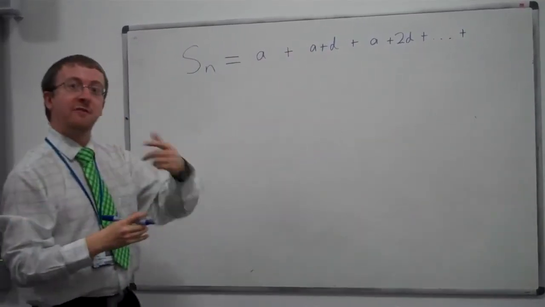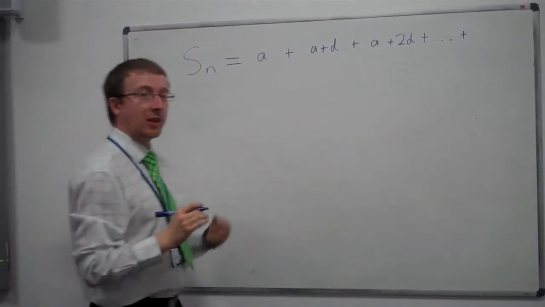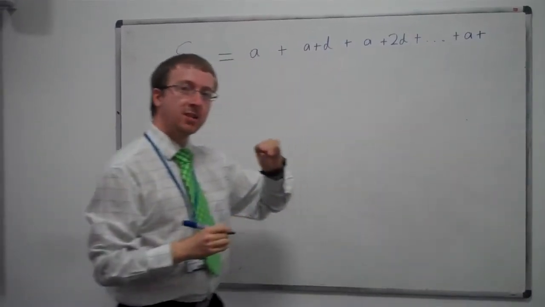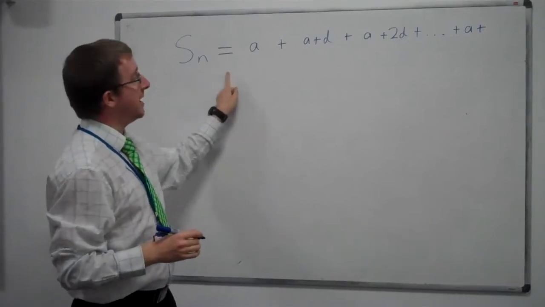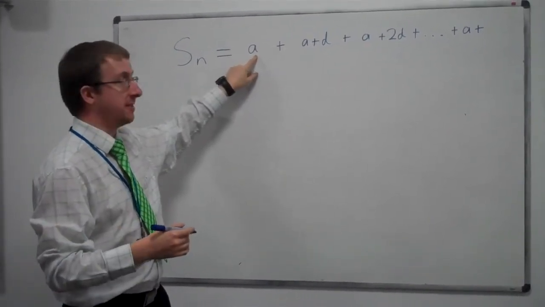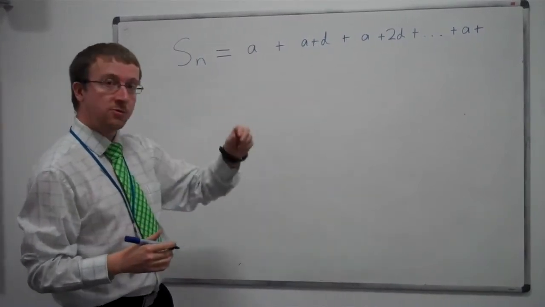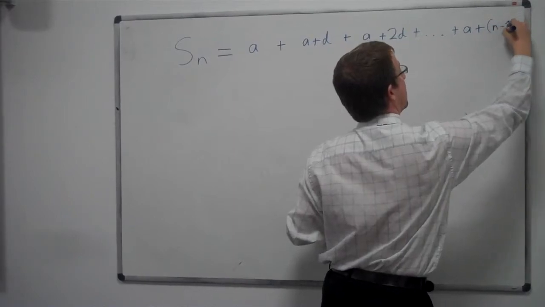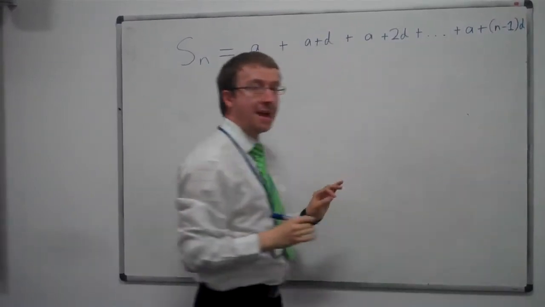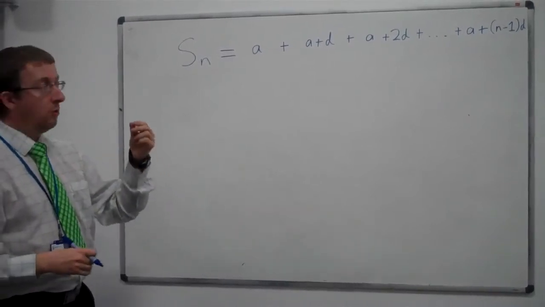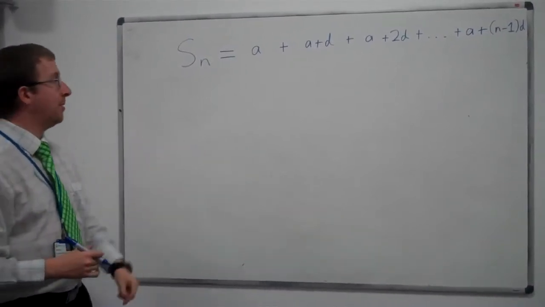Right, that just shows however many that I need. The last one, well, I don't add on n lots of D, because this first one doesn't have a D, doesn't have a common difference. It's the first one. So the last term is actually A plus n minus 1D. Now the trick to this whole proof comes from this second step.